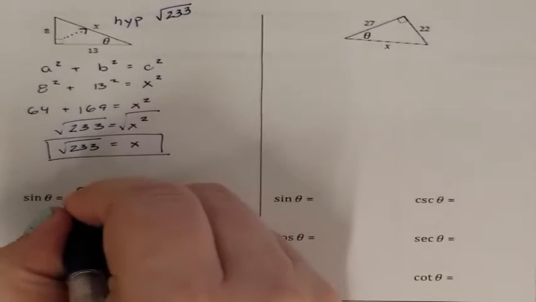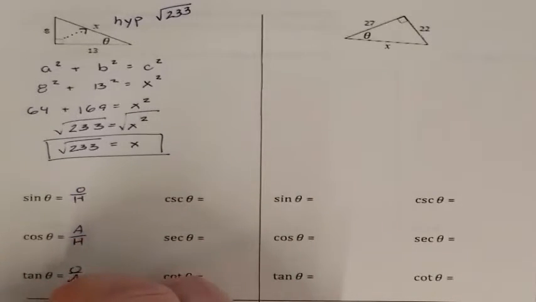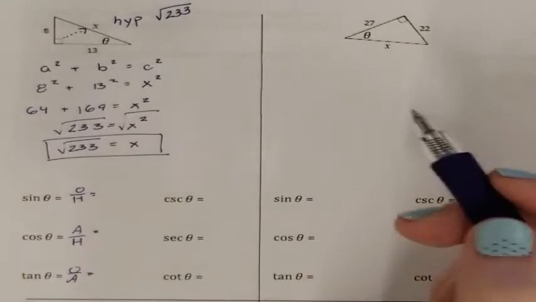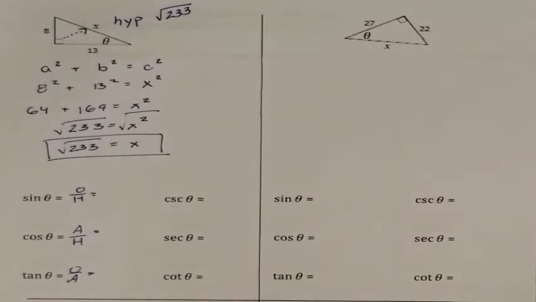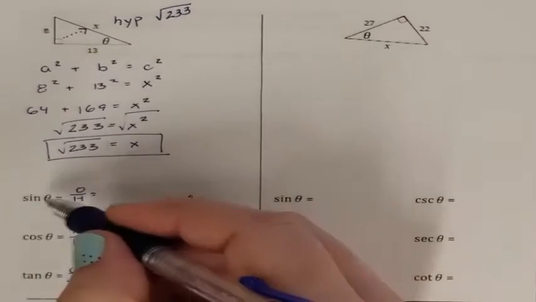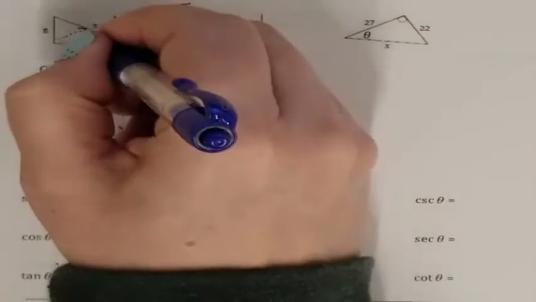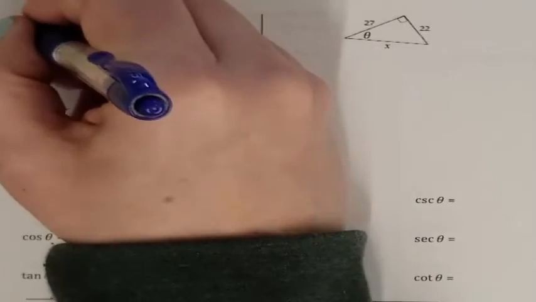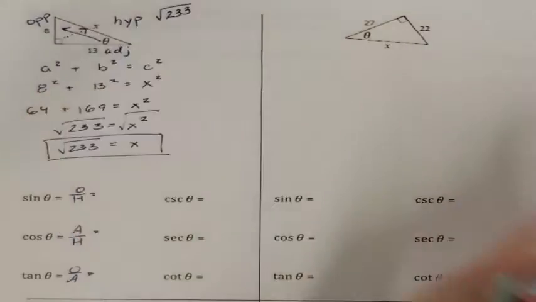So I have SOH CAH TOA. I have a square root in my answer, which means if it turns out to be in one of these answers, I do need to rationalize the denominator. So first, what is opposite and adjacent? We are looking at theta. So here's our theta. Our theta is always immediately across from our opposite and always immediately next to our adjacent.